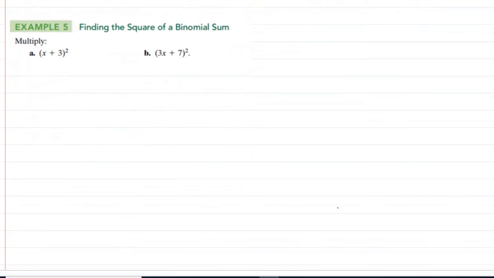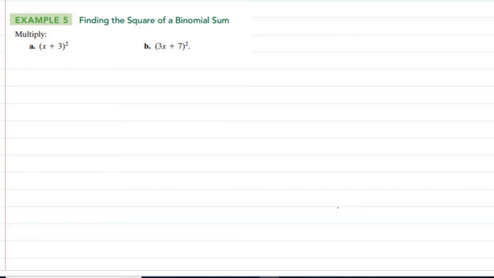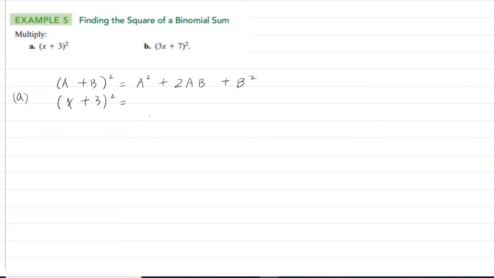Example 5. Example 5 is finding the square of a binomial sum. So we're going to have part A. Since we're dealing with the square of a sum, I'm going to write a plus b squared. It's just going to have a squared plus 2ab and then plus b squared. This is the formula right here. So I'm going to write the question right below it, so that way we can figure out what is our a and what's our b. So in this case, it's very straightforward.